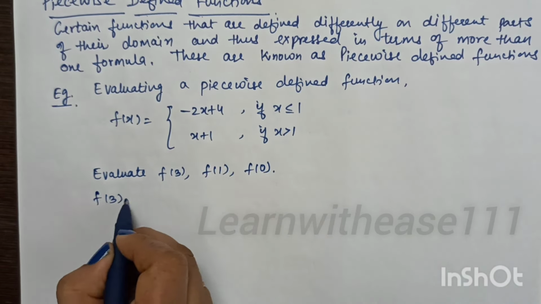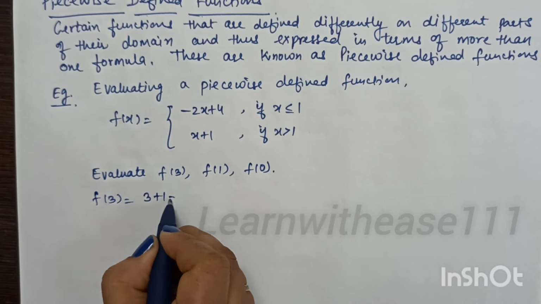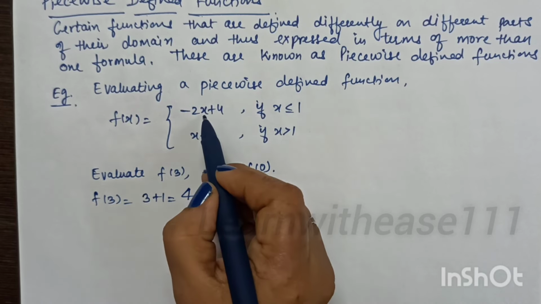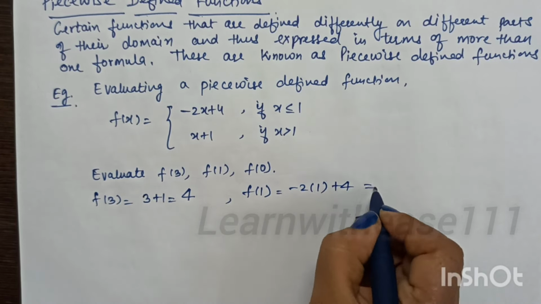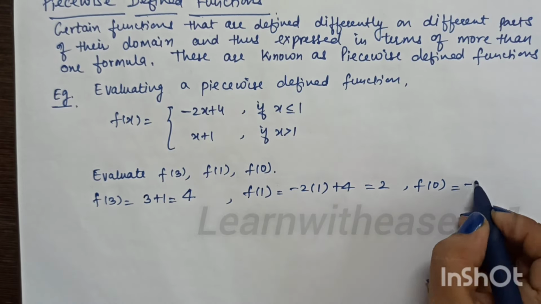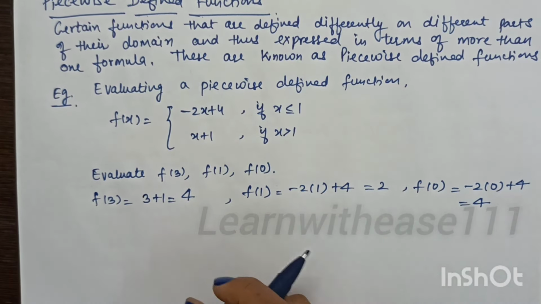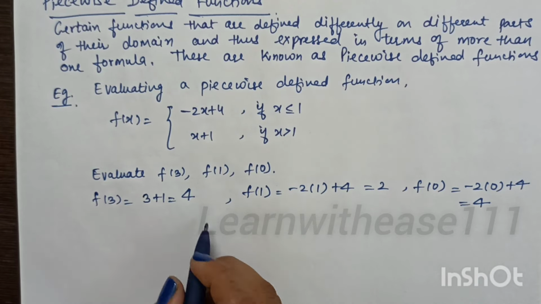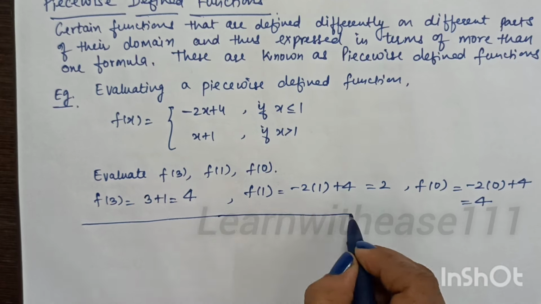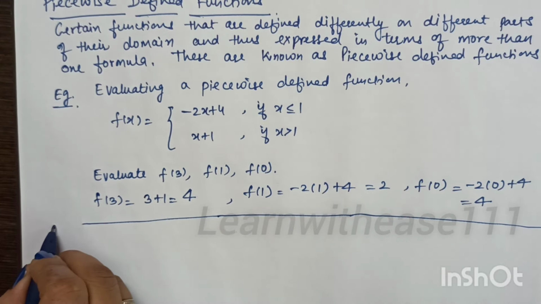So for f of 3, you just need to check which formula you need to use. For f of 3, x is greater than 1, so we'll be using x plus 1 as the formula and substituting x is equal to 3. Similarly for f of 1, we'll be using the first part of the function where x is equal to 1, and f of 0 is the value where x is less than 1, so I'll be using minus 2x plus 4 for substitution, right? So this is piecewise and how to evaluate in that.